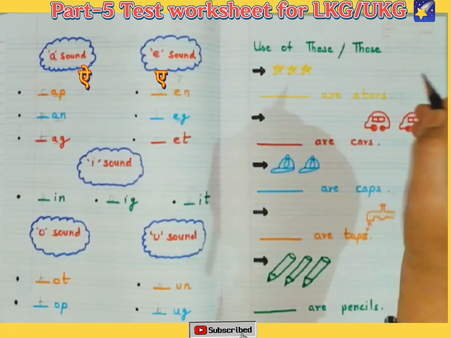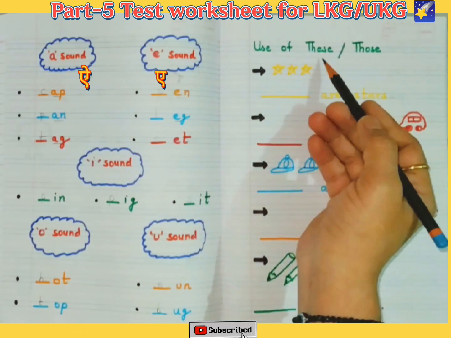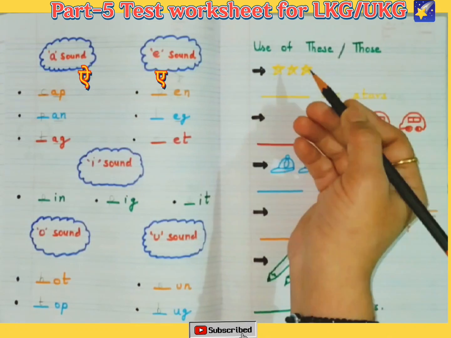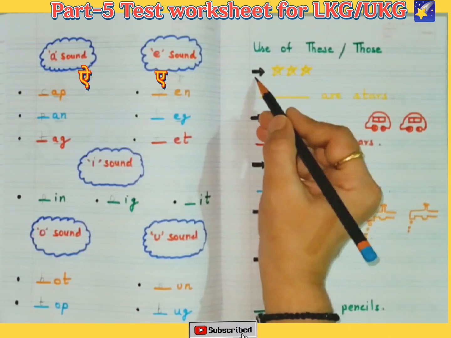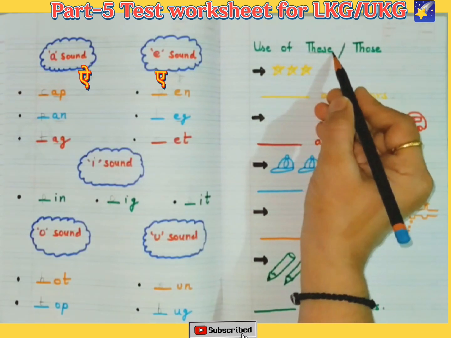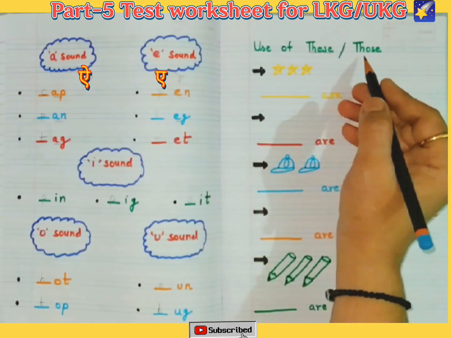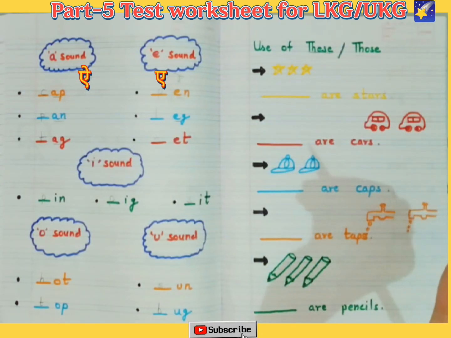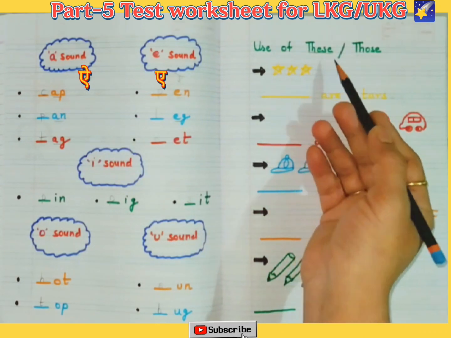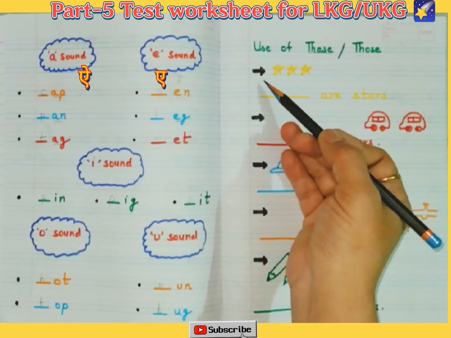Use of these and those, just like this and that. When there is one object we use this or that; for more than one object, we use these and those. If the arrow is near to the objects, we use these. If the objects are far from the arrow, we use those. Okay, if the objects are near to someone, we use these. If the objects are far from someone, we use those.